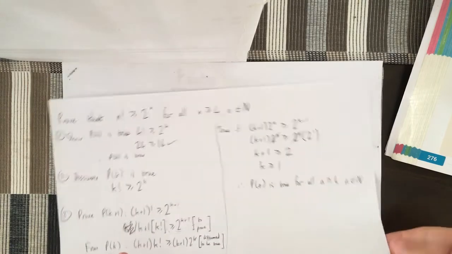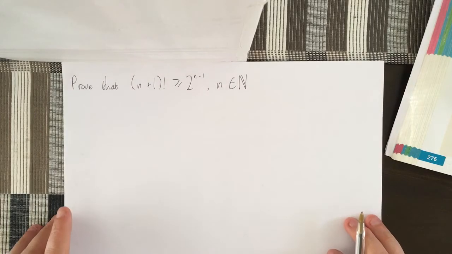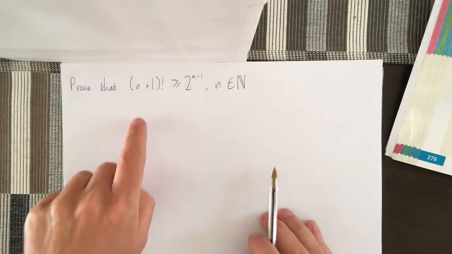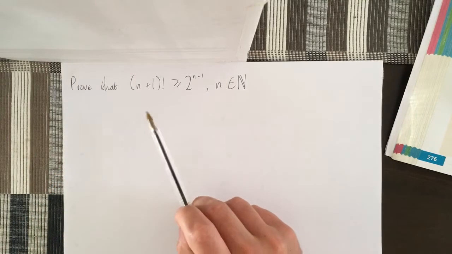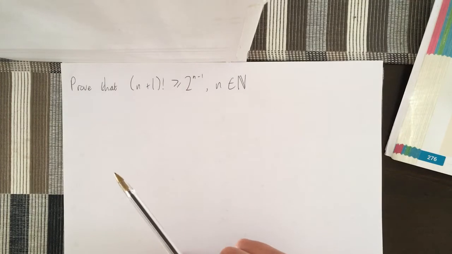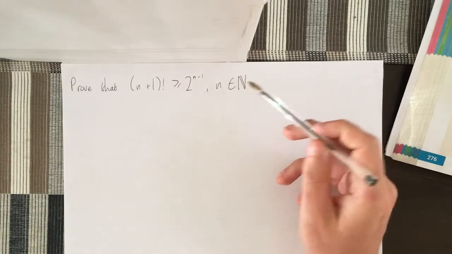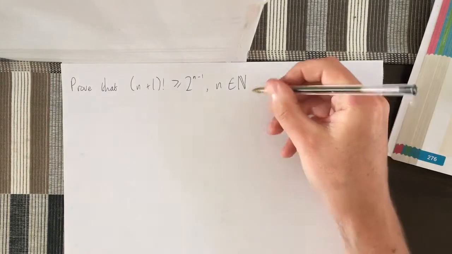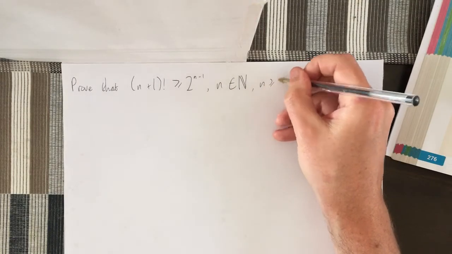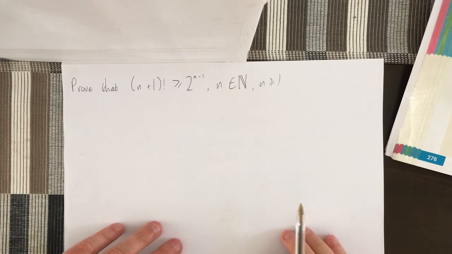I just want to very quickly do another one, just because there's something which will come up in the question you're doing in your book, which can throw people a little bit. So it's another factorial one. Prove that (n+1) factorial is greater than or equal to 2 to the power of n minus 1, for all natural numbers. They don't say n is greater than or equal to, they just say natural numbers. So you can assume this is n greater than or equal to 1. That's where the natural numbers start. Don't forget, they start with 1, they don't start with 0.